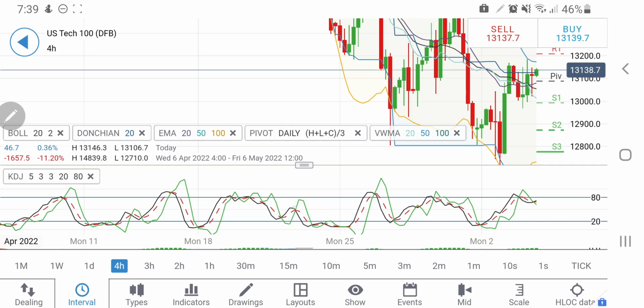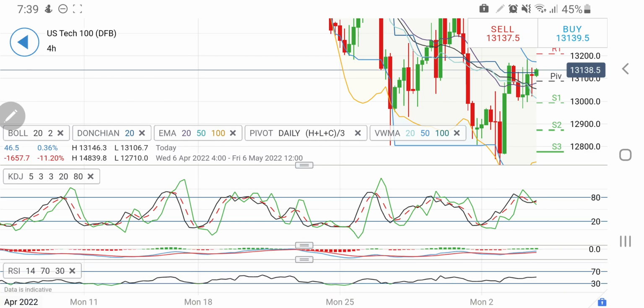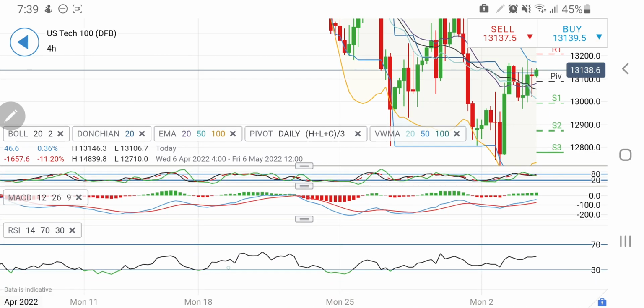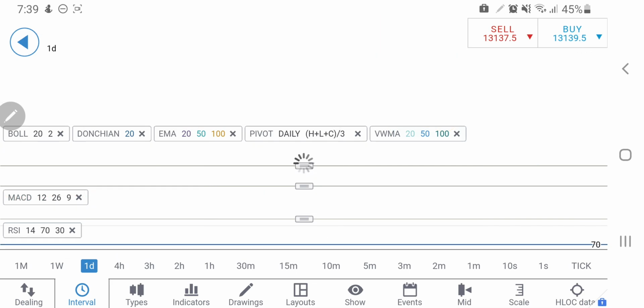I'll summarize everything right now. Lots of things are getting observed here, so watch till the last. Now the stochastic is looking upwards again. MACD is wide, divergent and running in green, and RSI is not showing any signs.